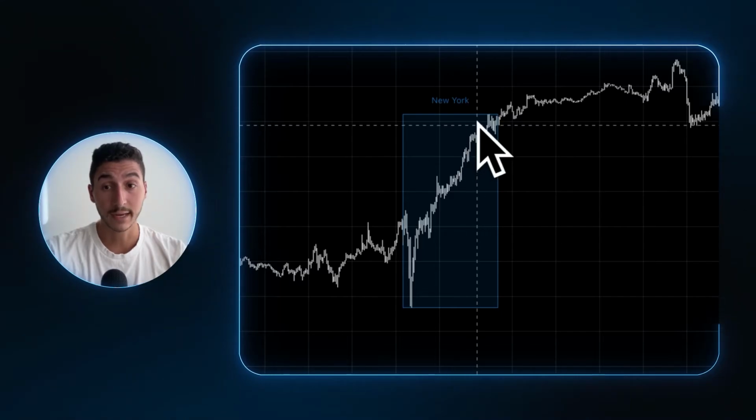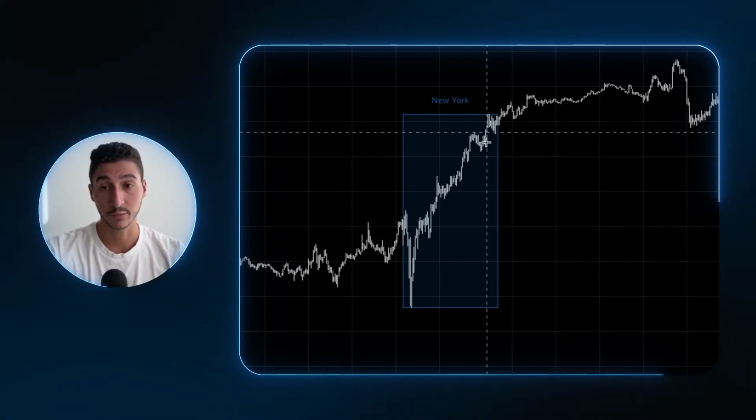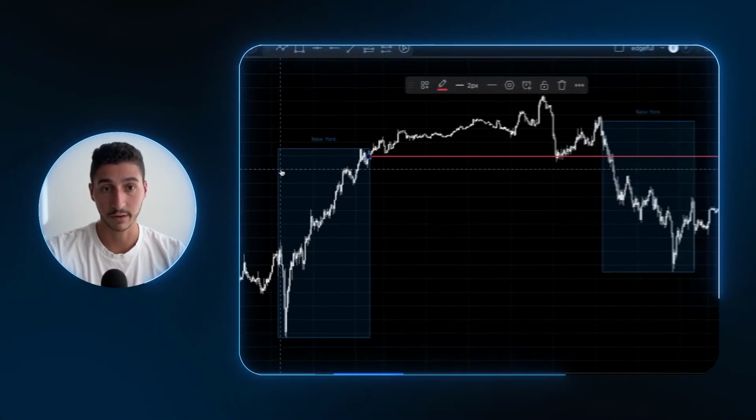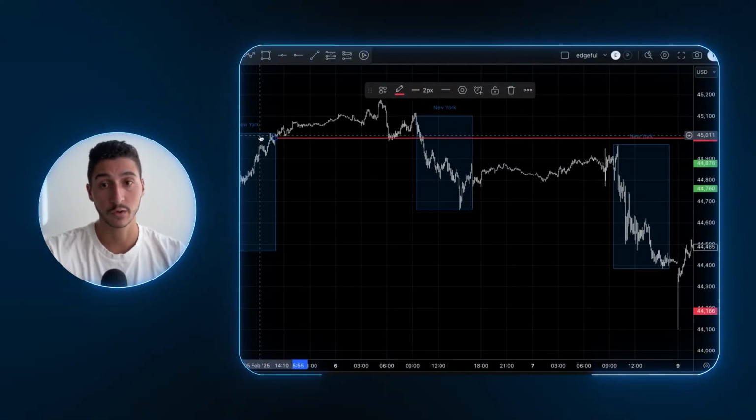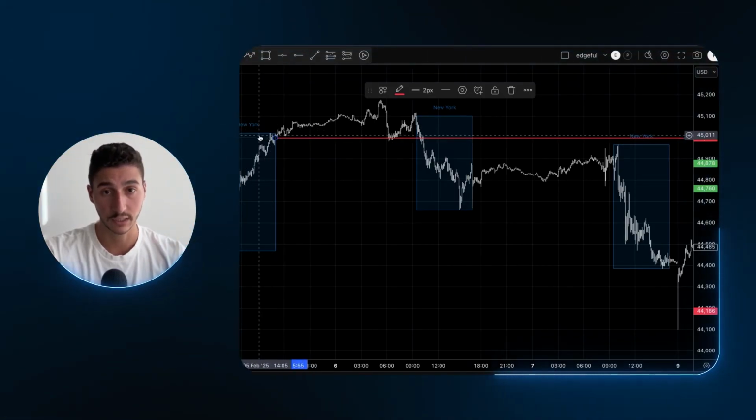it looks like Wednesday had the highest close because, again, we're going to the New York session, so it's roughly going to be right around here. And then Thursday and Friday closed below that. So we're looking at the session close here.